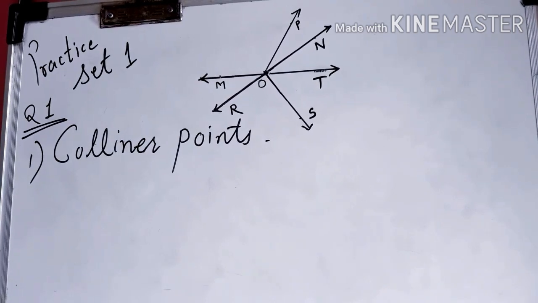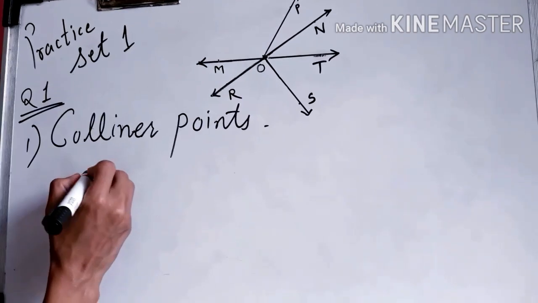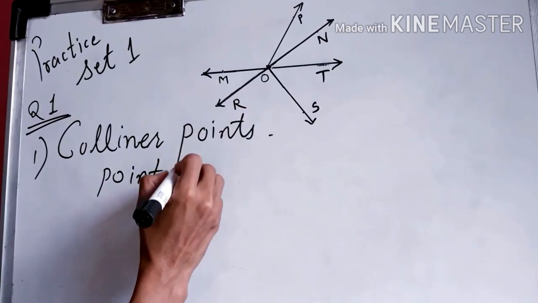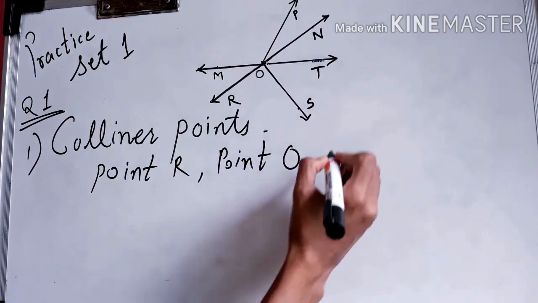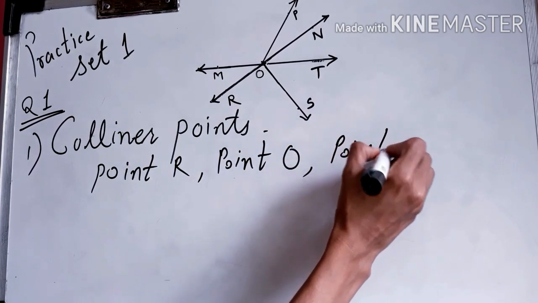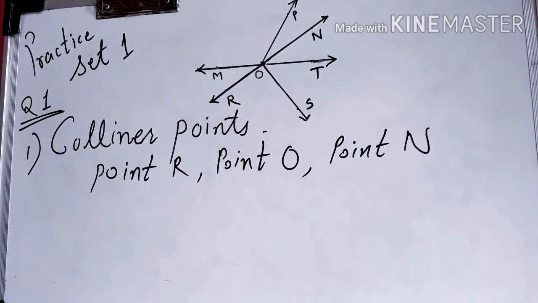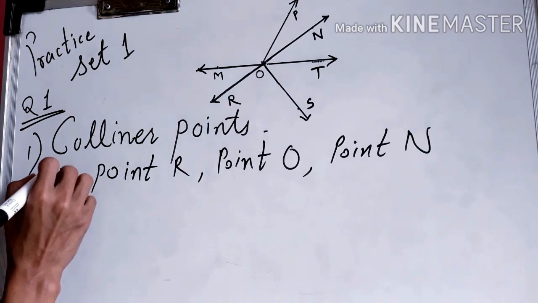Now collinear means what? First you have to remind that. Three or more points which lie in a single straight line are called collinear points. So here in the figure, which points are there? Point R, point O and point N. These three points are in a single straight line. That means they are collinear.